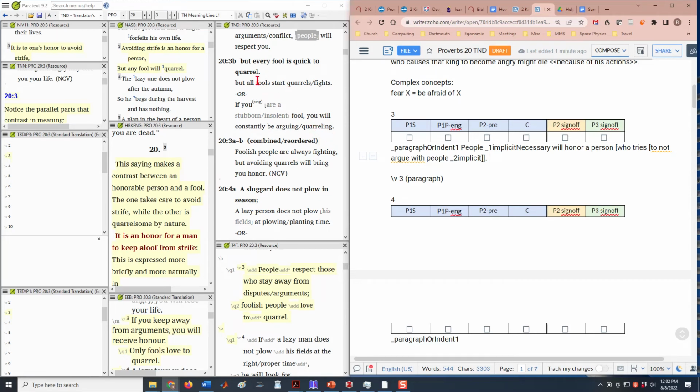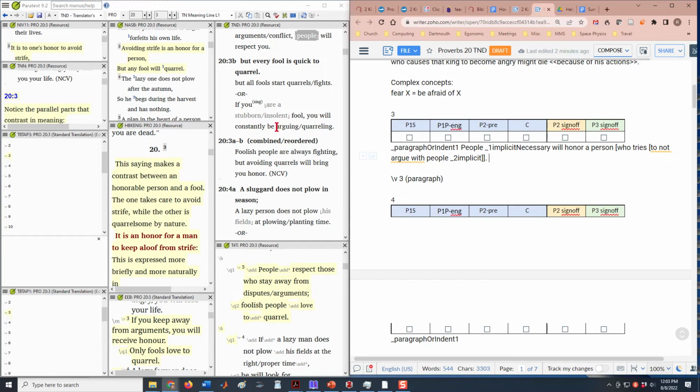Okay, so let's look at part B of this. But all fools start quarrels or fights. Or if you are an insolent fool, you will constantly be arguing, quarreling. I don't know if we have a noun fights. I know we don't have a noun quarrel. And so it's going to be easier for us to express this with the verb form.